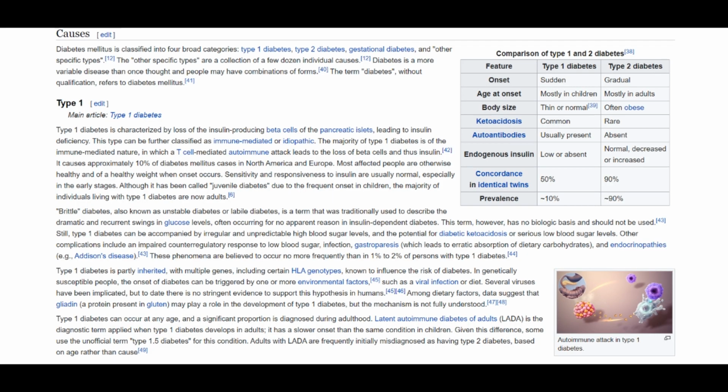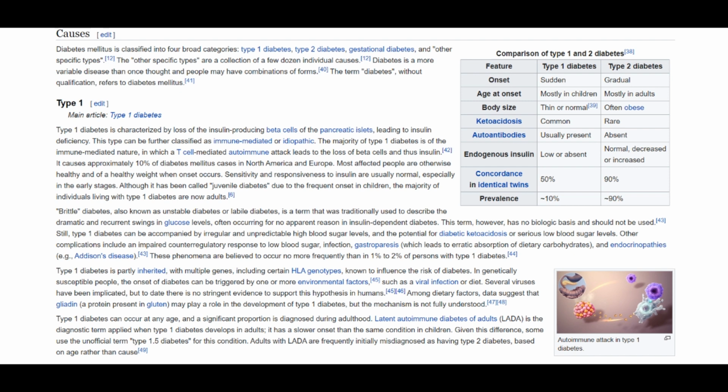Type 1 diabetes is characterized by loss of the insulin-producing beta cells of the pancreatic islets, leading to insulin deficiency. This type can be further classified as immune-mediated or idiopathic. The majority of type 1 diabetes is of the immune-mediated nature, in which a T-cell-mediated autoimmune attack leads to the loss of beta cells and thus insulin. It causes approximately 10% of diabetes mellitus cases in North America and Europe.